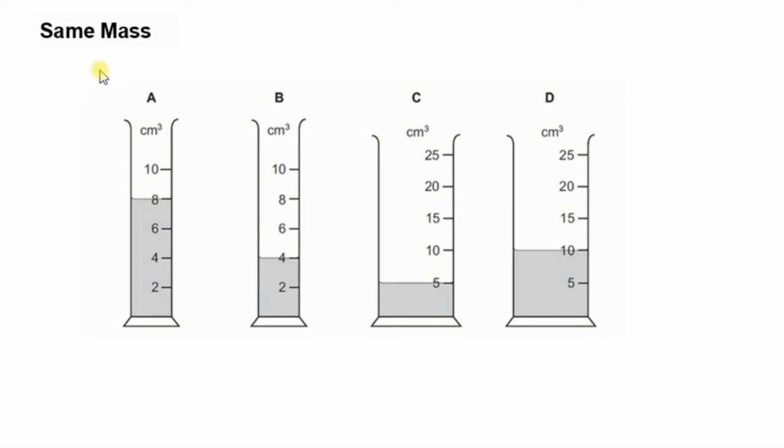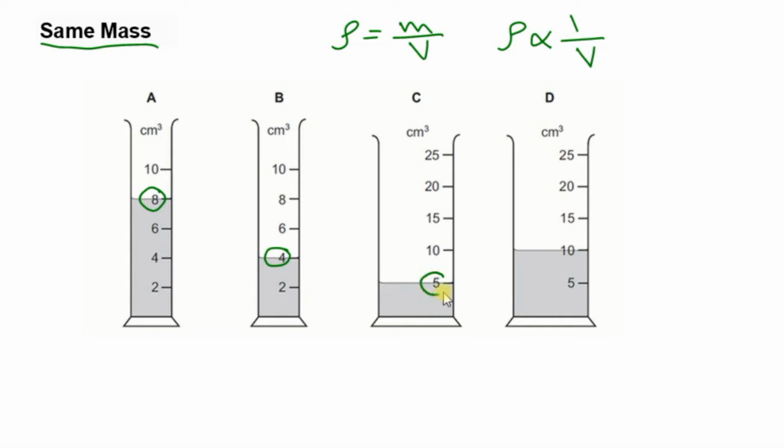How to compare different materials that have the same mass? According to the formula, density equals mass divided by volume. So if we have the same mass, this means the density will be inversely proportional to the volume. So if we have 4 liquids here with the same mass, but they have different volumes, as we can see here. The first one has a volume of 8 cubic centimeter, the second one has a volume of 4 cubic centimeter, 5 cubic centimeter, 10 cubic centimeter.